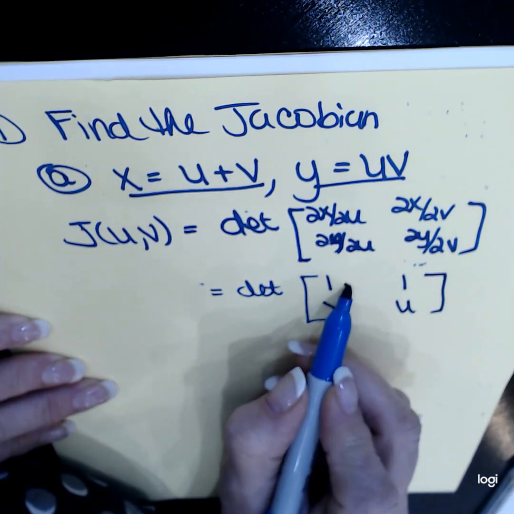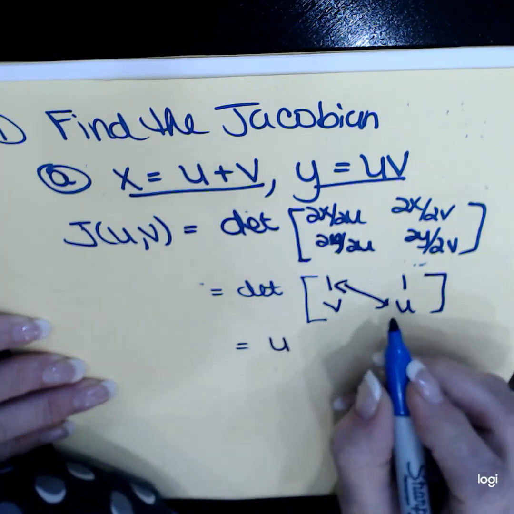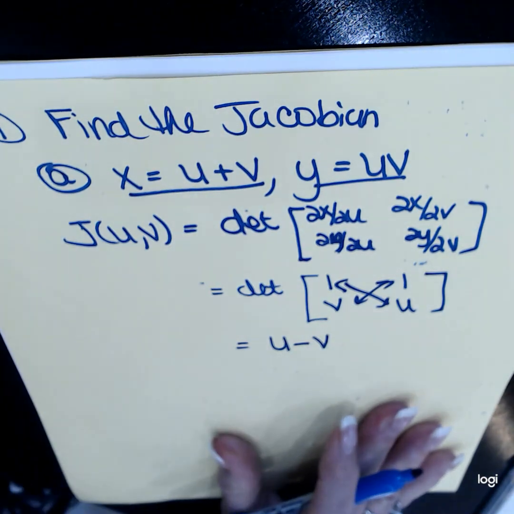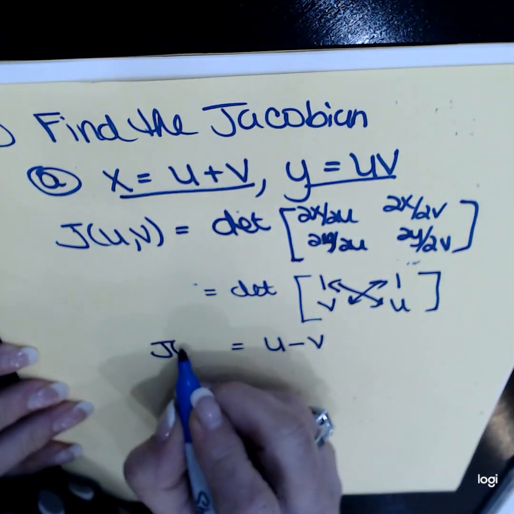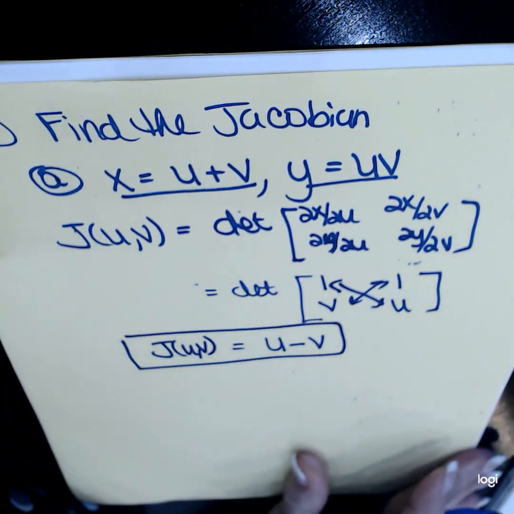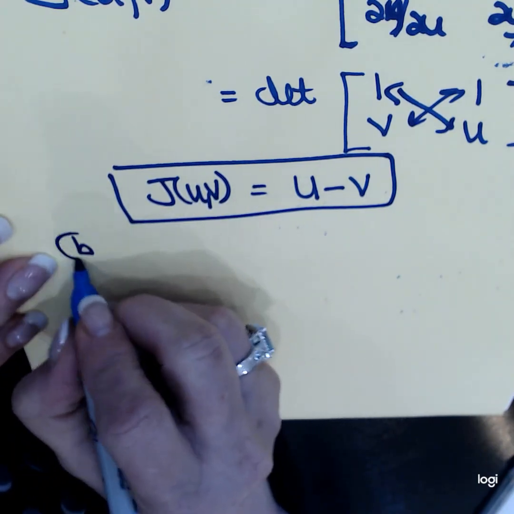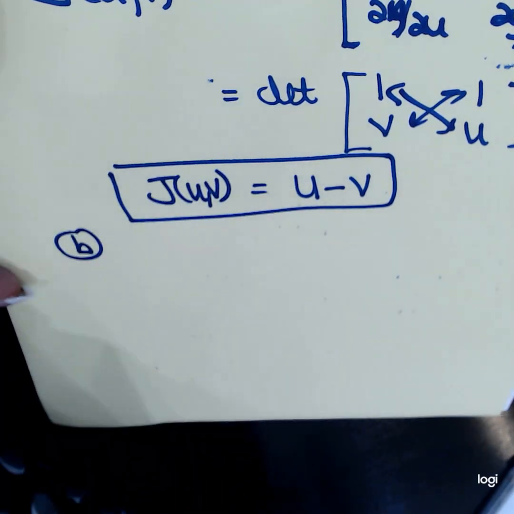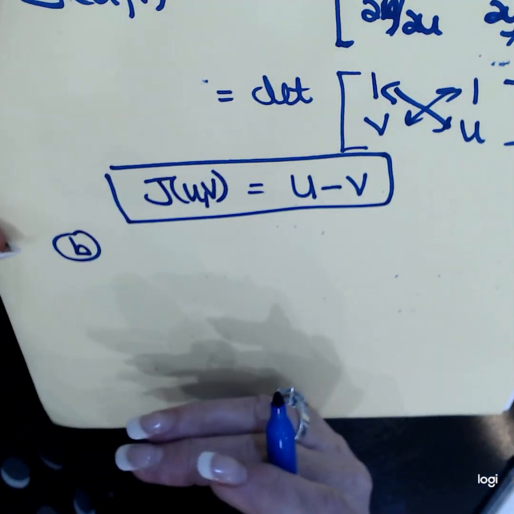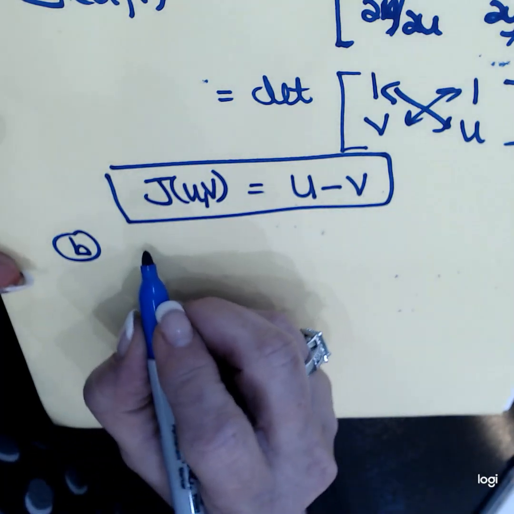And then to find the determinant, remember we multiply in this direction, so 1 times u is u, minus what happens when we multiply in the other direction, which is v. So the Jacobian for this particular conversion would simply be u minus v. Let's go ahead and try one more of these, and then in our next video we'll talk about how we can use the Jacobian to do a change of variables for double integration. So one more of these to do before we go there.